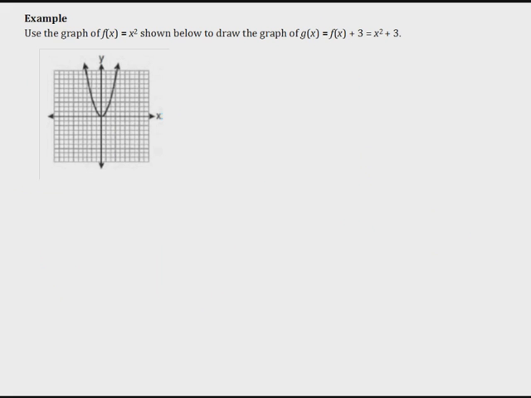Use the graph of f(x) = x squared shown below to draw the graph of f(x) + 3. That is x squared plus 3. So this is my graph of x squared, and I need to draw the graph of x squared plus 3.